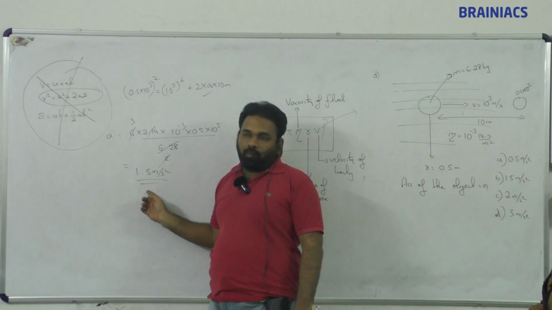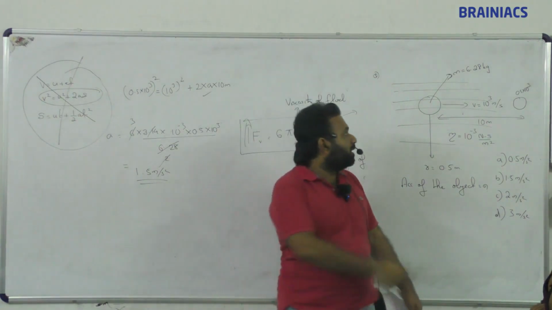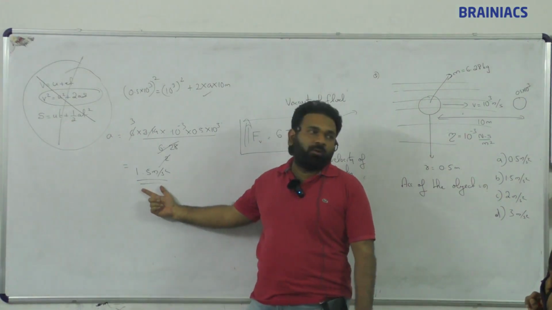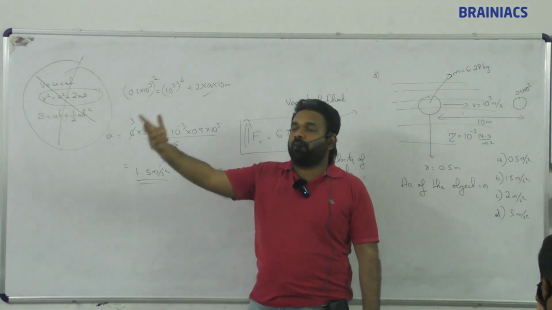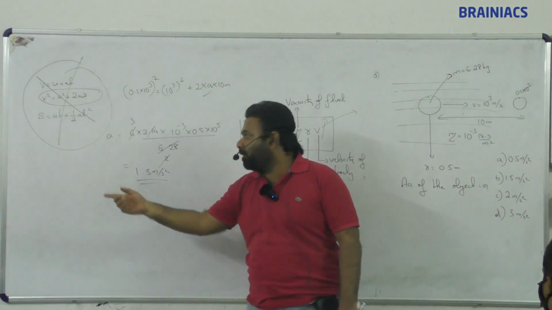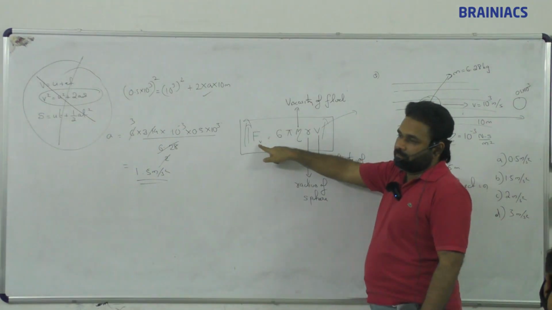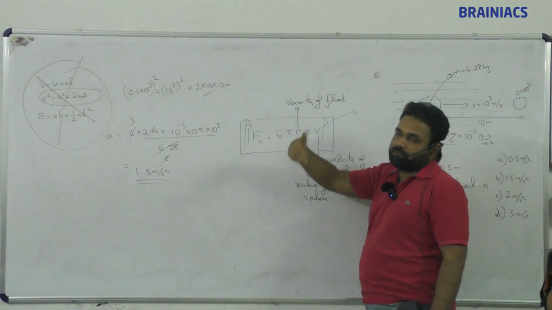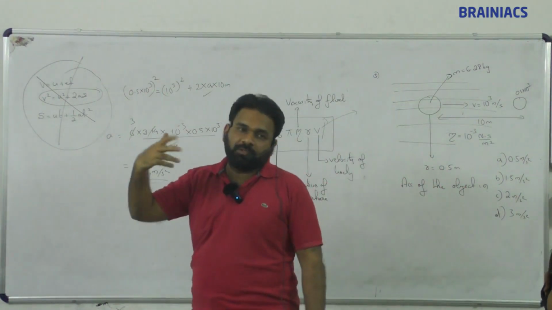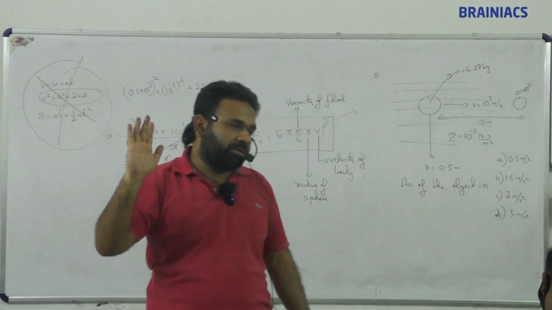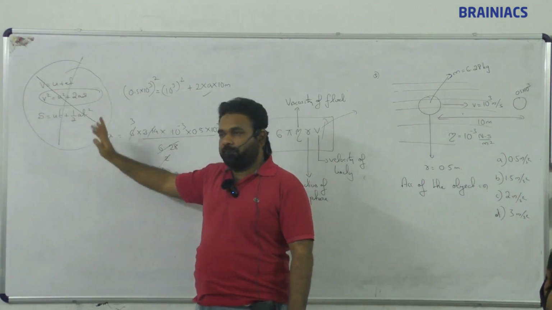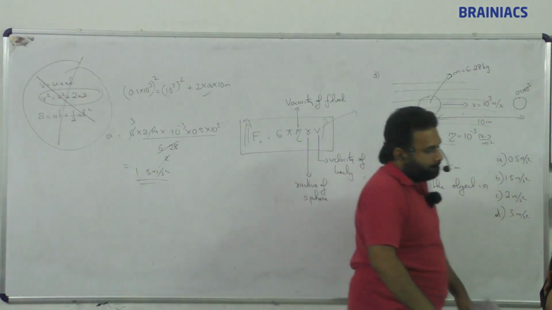In the next moment, what will happen to the velocity? Velocity will become 10 raised to 3 plus 1.5. Then again what will happen? This force will change. Again acceleration will change. So acceleration keeps on changing, velocity keeps on changing, force keeps on changing. We cannot use this method. Okay children, done? Okay.